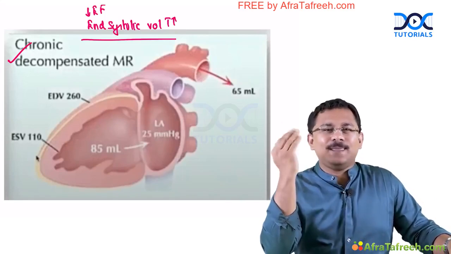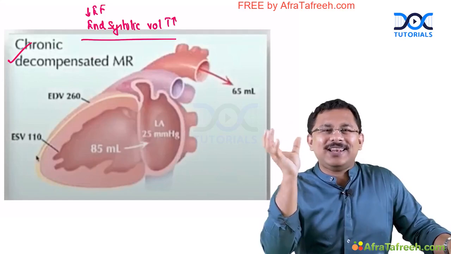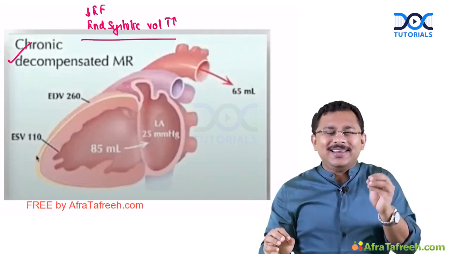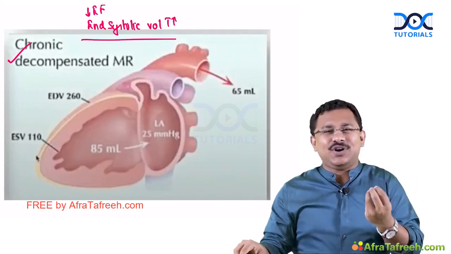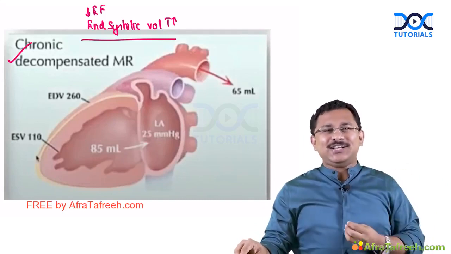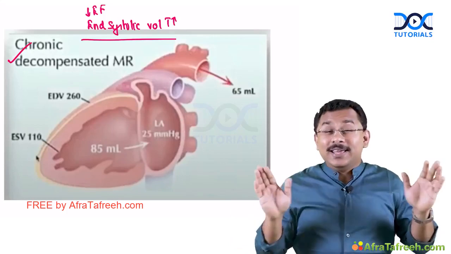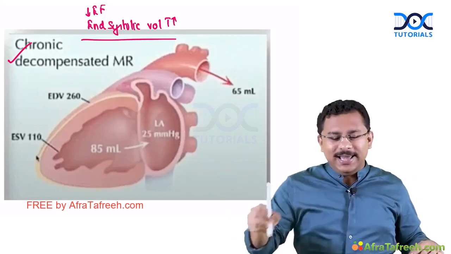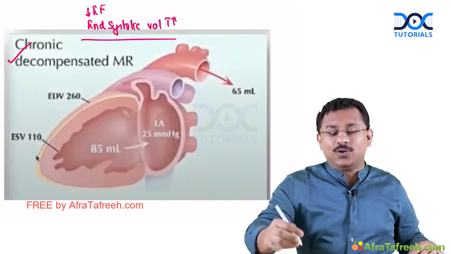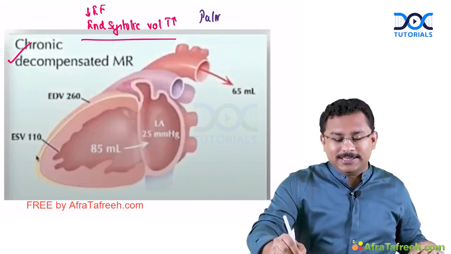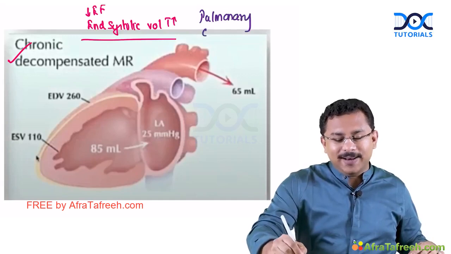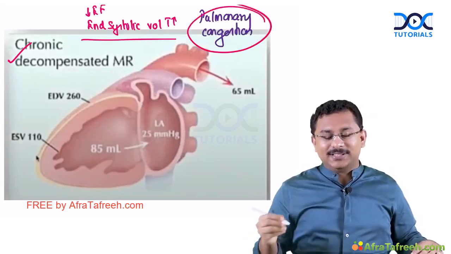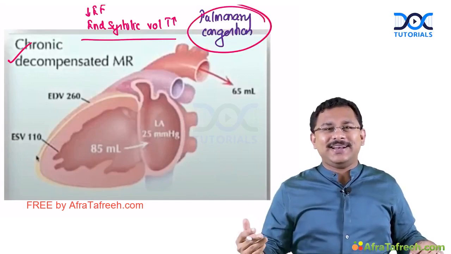It will be higher. So there will be a higher LV residual volume at the end of diastole, and this will increase the EDV, end diastolic volume, and end diastolic pressure. When it increases the end diastolic volume and the end diastolic pressure, again the patient is likely to develop pulmonary congestion. So he can develop pulmonary congestion and edema. That is again a threat in case of a chronic decompensated MR.